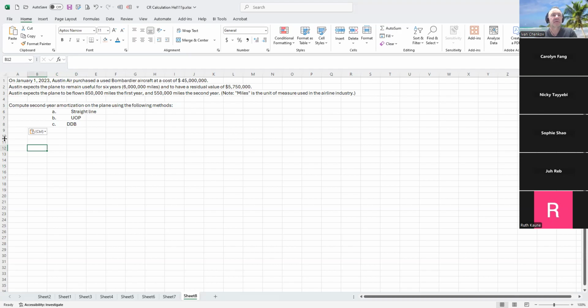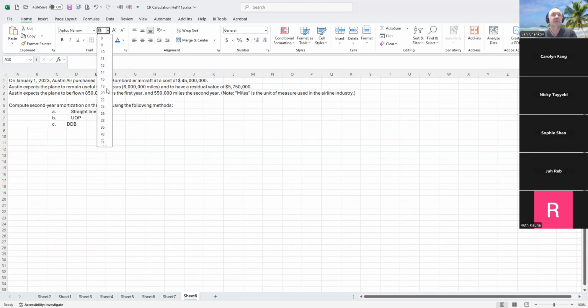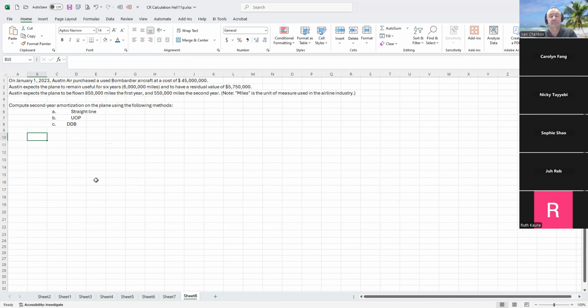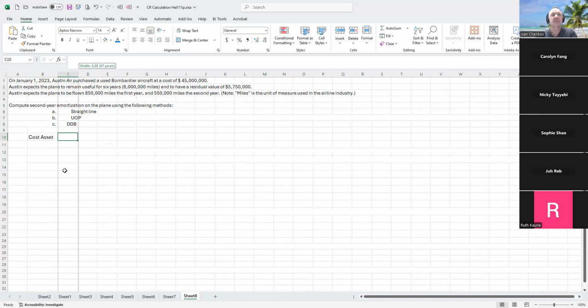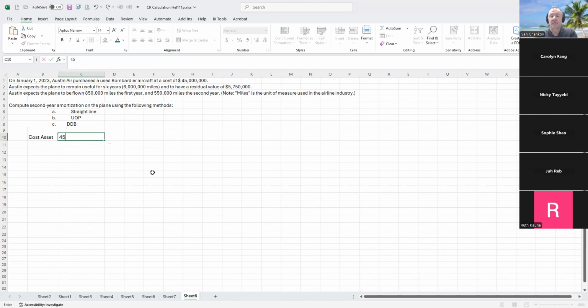Let's start with the first thing that we did last time. What's the first thing that we need? We need the cost of the asset. What's our cost of the asset in this case? It's quite big, isn't it? 45 million. Okay, we get the cost. Do we have residual value? Yes. Let's deduct the residual value, which in this case is 750,000. How much do we have to amortize?